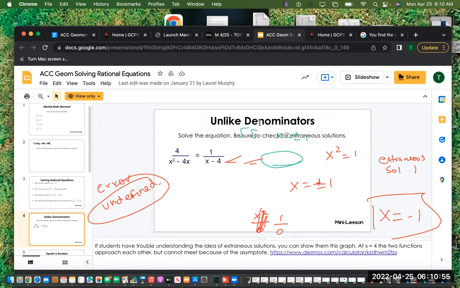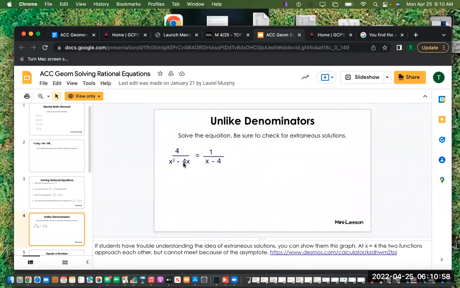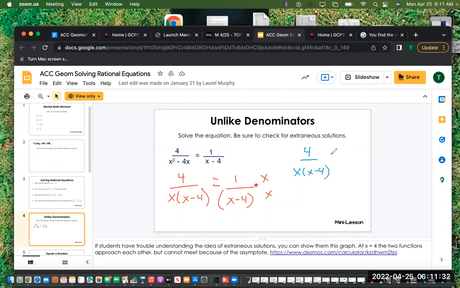Now, when we have unlike denominators, so the two denominators obviously are not the same, I would always factor. I always start off by doing rational functions by factoring. So I'm going to take out an x, and I'm left with x minus 4 equals 1 over x minus 4. What's the difference between this denominator and this denominator? Well, this one has an x. So I'm going to take an x on this side and multiply on the top and the bottom. Let me rewrite this. This would give me 4 over x times x minus 4 equals x over x times x minus 4.